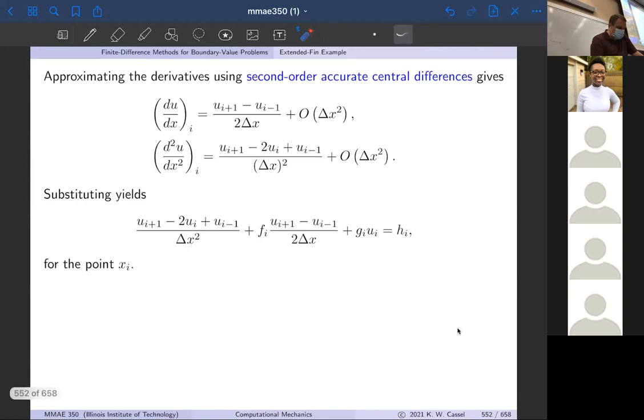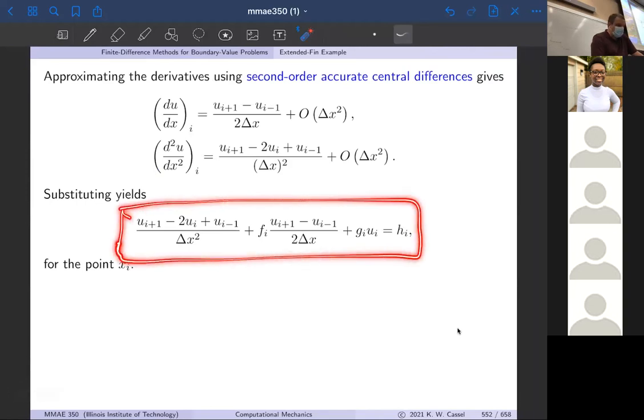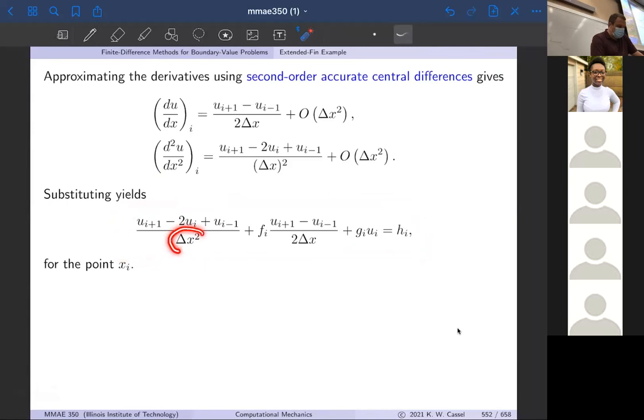So here is the equation after I put in the second order accurate central difference approximations, the finite difference approximations. And you'll notice I have divide by delta x squared, divide by delta x here. Now, delta x is small, right? I have lots of points in general, and so delta x is small. So if I square a small number, it gets even smaller. If I divide by that small number, I have a big coefficient, right? So I don't like that.